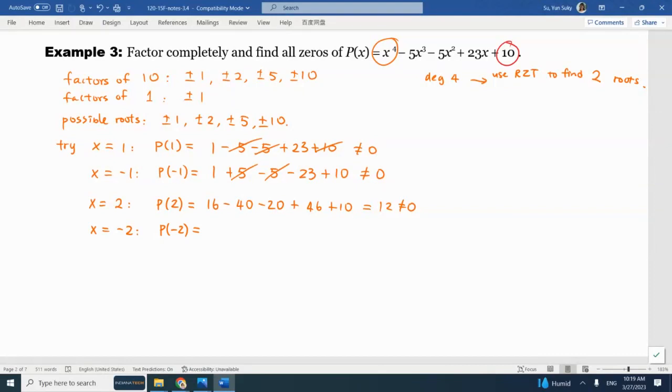So we want to use rational zero to find 2 roots. If you're lucky, you may find the 2 roots at the beginning. If you're not lucky, you may find the roots at the very end. We don't know. We just keep trying.